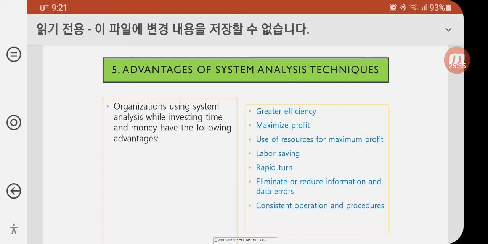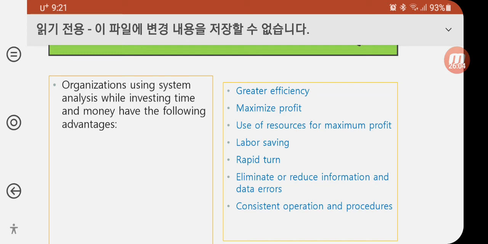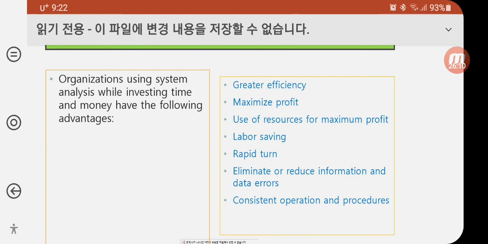Next, advantages of system analysis techniques. Organizations using system analysis, while investing time and money, have the following advantages: greater efficiency, maximize profit, use your resources for maximum profit, labor saving, rapid turnaround, eliminate or reduce information and data errors, consistent operation and procedures.